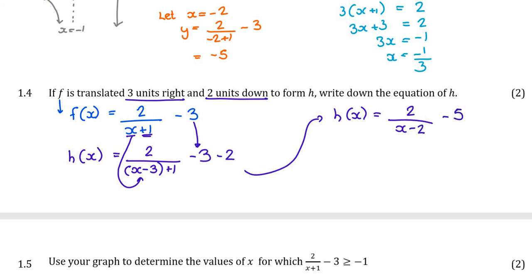So again, 2 marks, so you can do that and just write down the answer, because there's one for moving it to the right and one for moving it downwards.